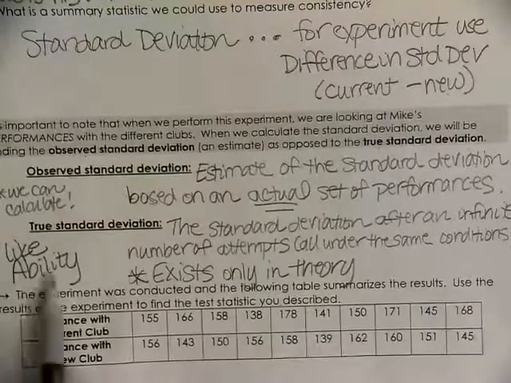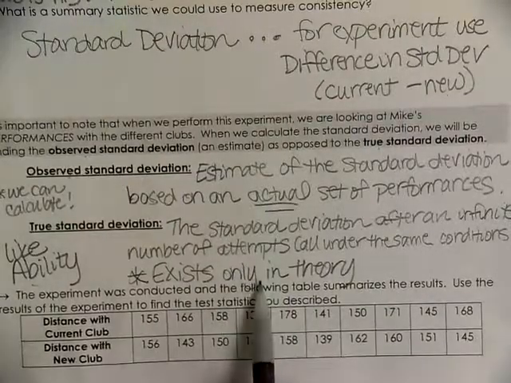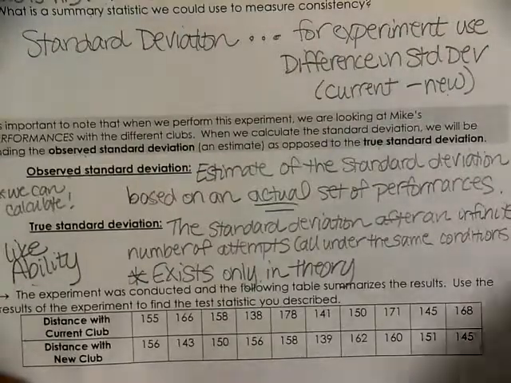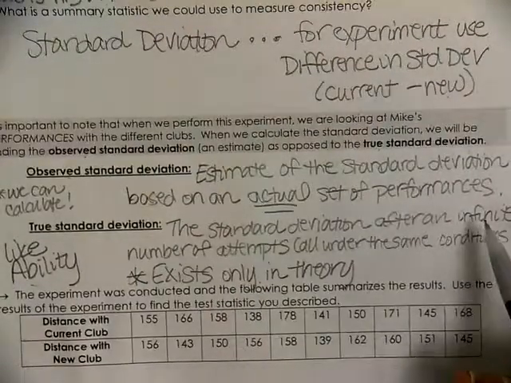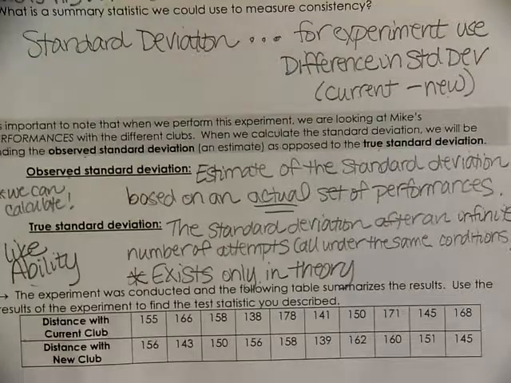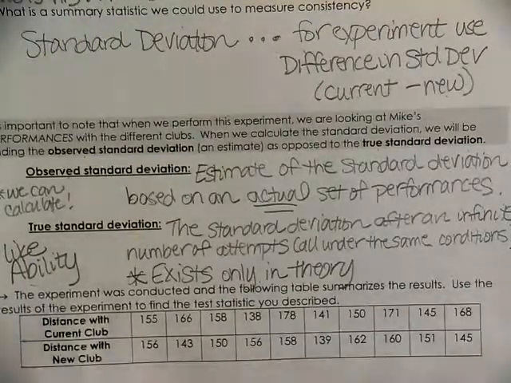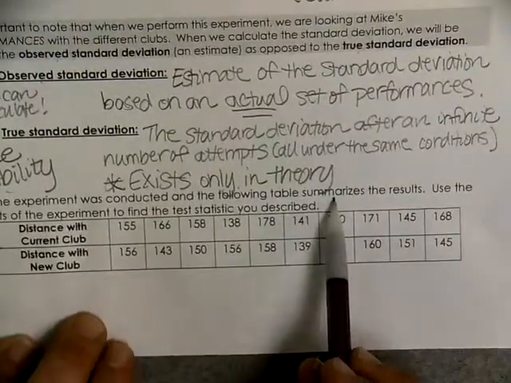The true standard deviation, like the ability, is something that exists only in theory. It would be what the standard deviation would be if we were able to calculate an infinite number of performances, but we can't do that, okay? So the experiment was conducted, and this table summarizes the results.